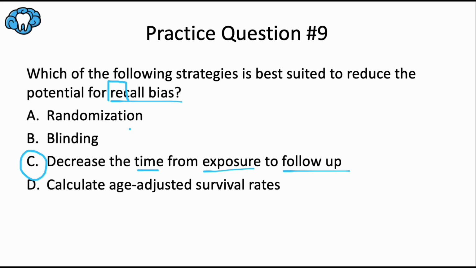Just for review purposes, randomization is best to help reduce confounding bias, blinding is best to reduce expectation bias, and calculating age-adjusted survival rates, that's actually the strategy to reduce lead time bias. So all of these methods are actually great for reducing bias in your study, but C is the one specifically for recall bias.